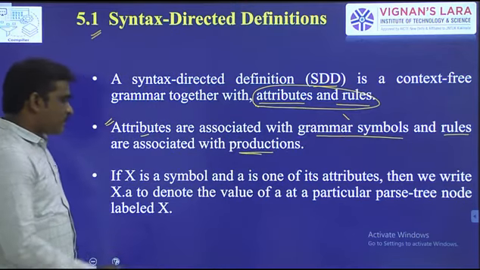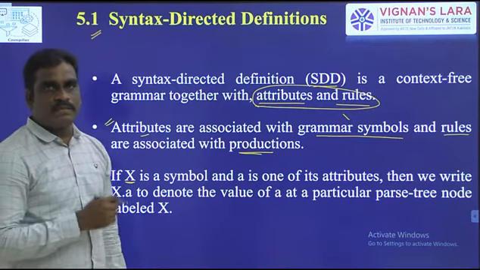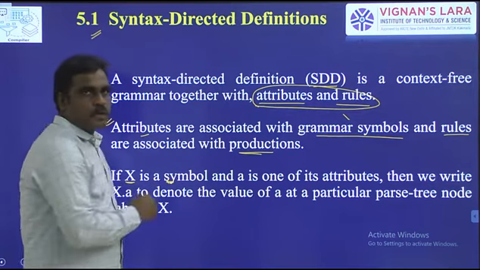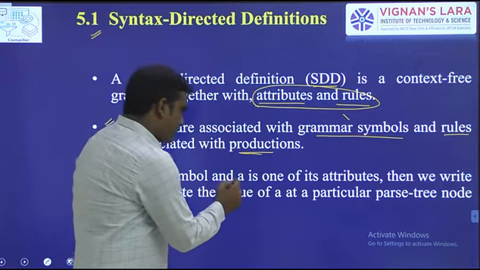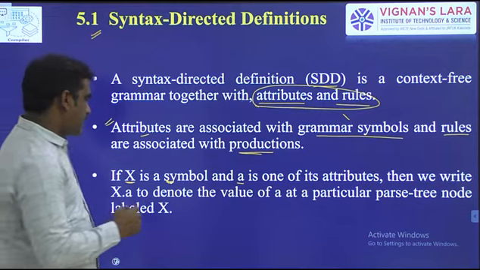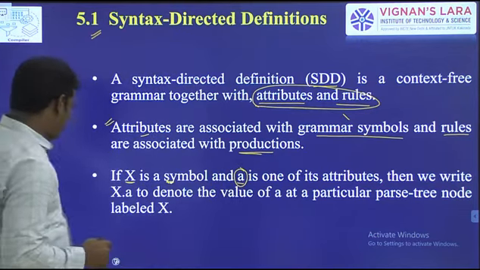The next one: suppose X is a symbol. What type of symbol? It may be a non-terminal symbol. So X is a symbol and A is one of its attributes, and A is the attribute name.